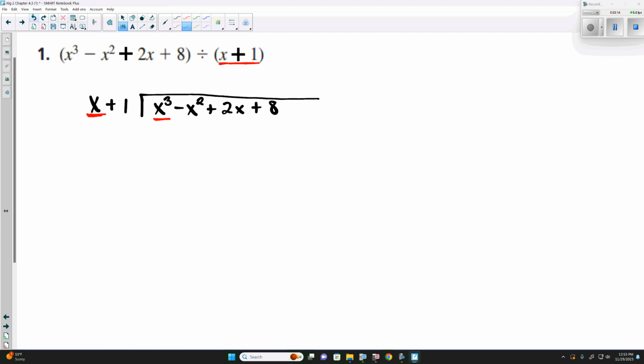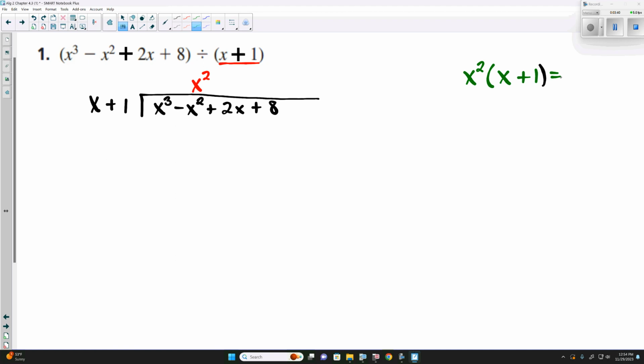Our first step is really getting this x cubed to simplify out. So we're trying to see what I need to multiply this x by to get it to be the same, because if we can get them to be the same, then we can get them to cancel each other out. So x squared.